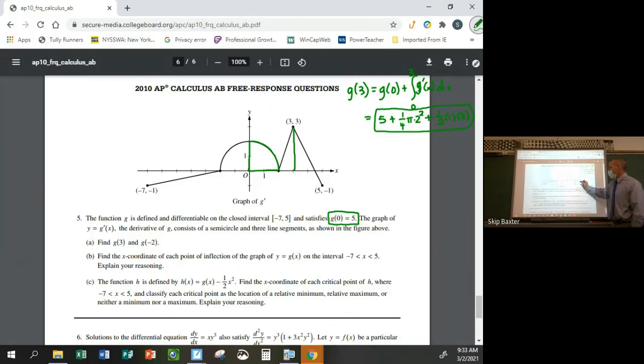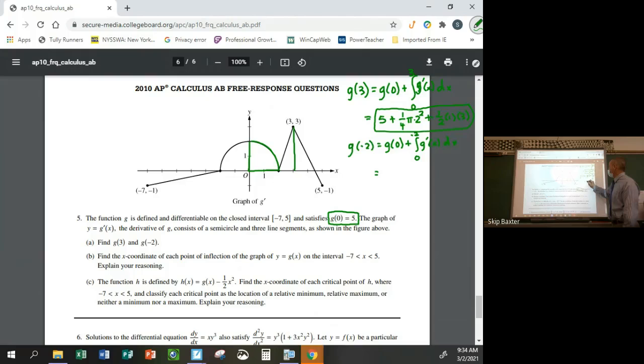Okay. G of -2, same thing. G of -2 is G of 0 plus the integral from 0 to -2 of G prime of x dx. And again, this is all the work you have to show. You got to do a setup. You can't just start writing formulas down. You got to actually write how you got those formulas.